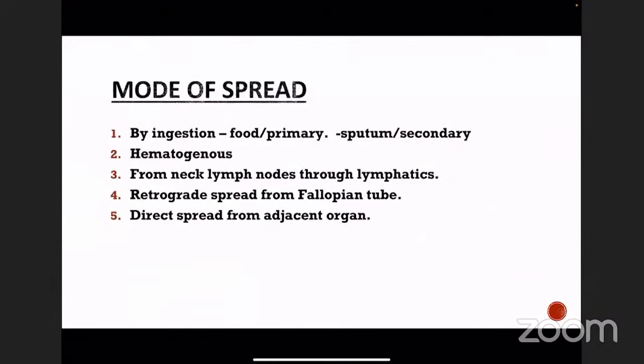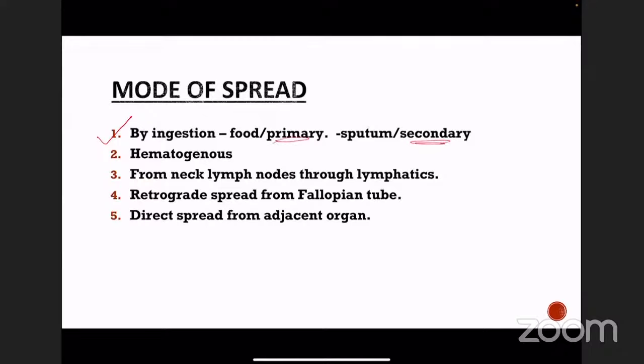So after types, how is it spreading? How has Mycobacterium tuberculosis reached the intestine or ileocecal region or wherever? Discussing the spread of infection, it can go through five routes. So which are they? Most common is ingestion. Through ingestion, how is it primary, how is it secondary?